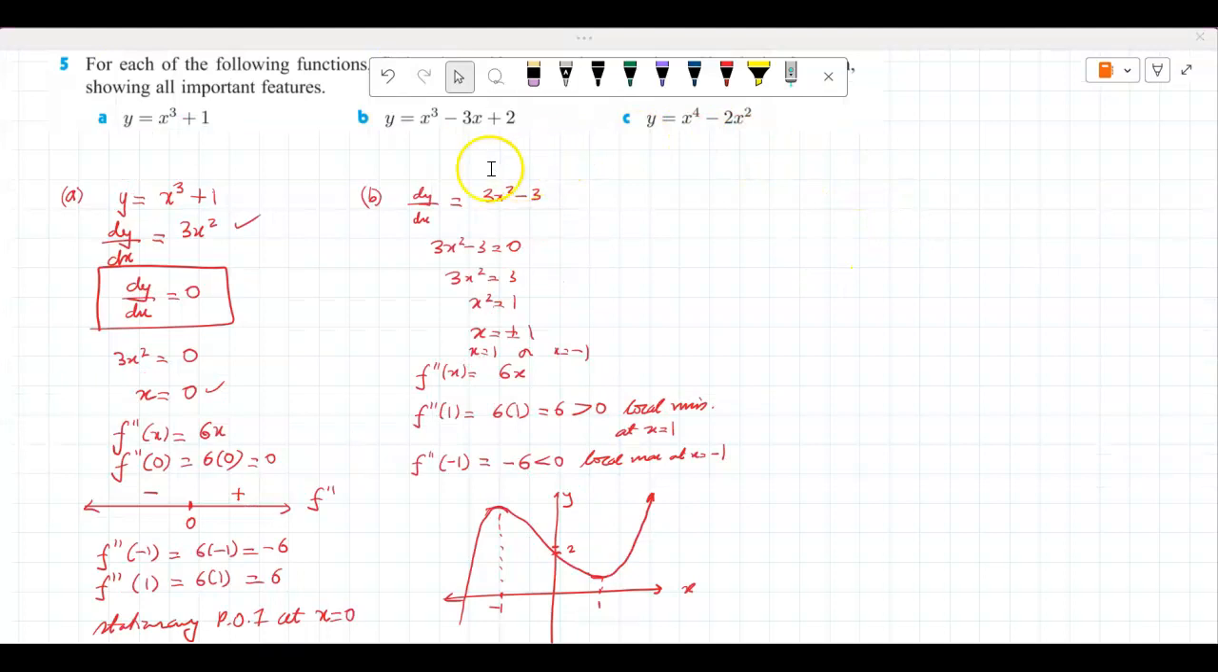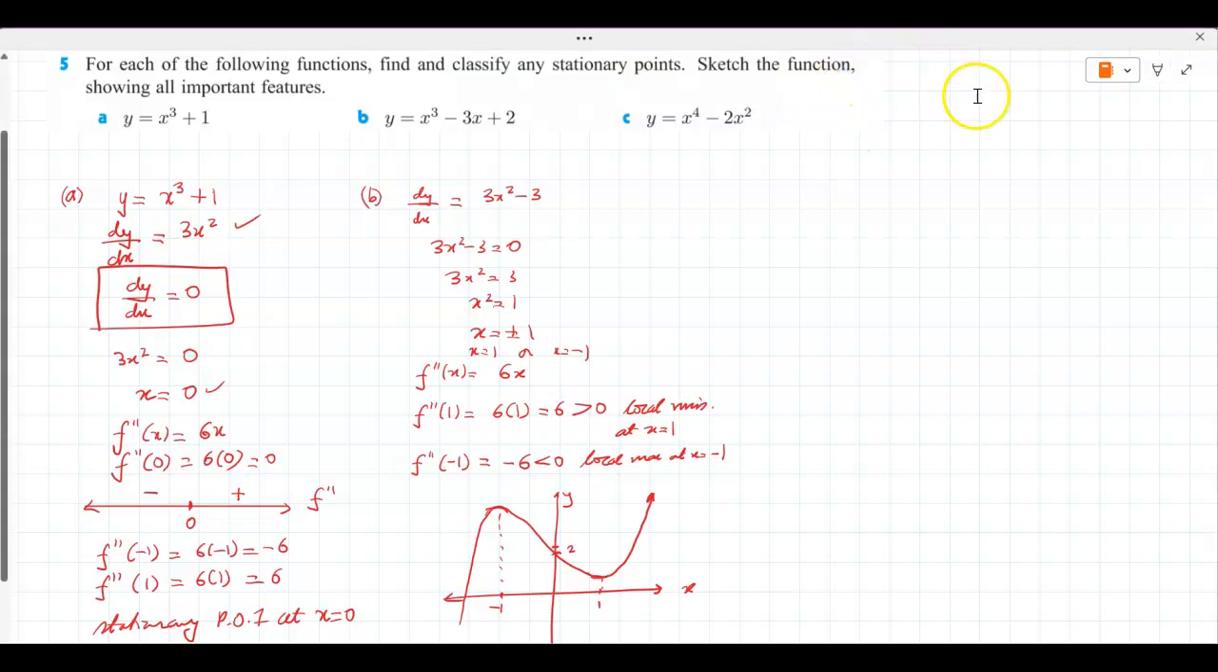They haven't asked you this in this question. If they ask you to find the coordinates of the local maximum and minimum, how do you find the coordinates? You substitute 1 and then minus 1 in the original function. But they haven't asked you this.